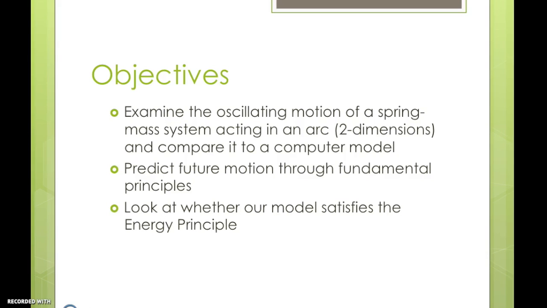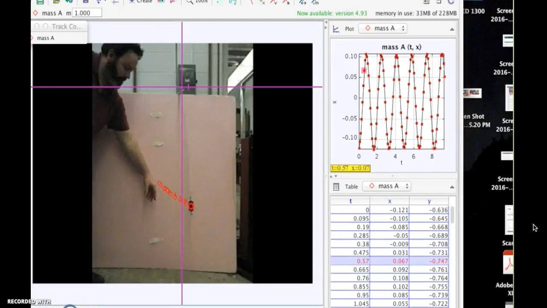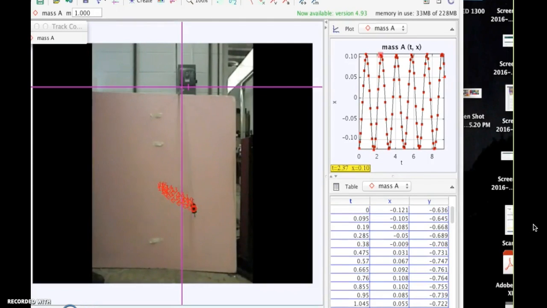I found that my model matched my data pretty well, and that my model satisfied the energy principle, but I will discuss this in more detail later. Here's the tracker video I used in my lab, which shows the oscillation of the spring mass system in 2 dimensions. I set my origin at the point of attachment of the spring, and I calibrated the length with the stretch length of the spring, which is 0.7 meters.